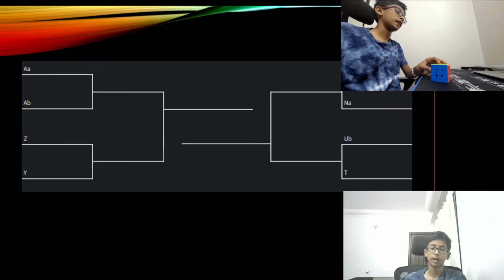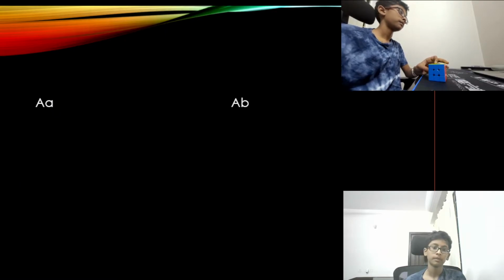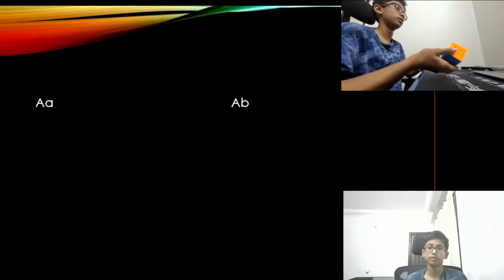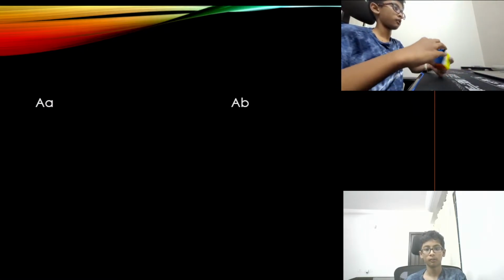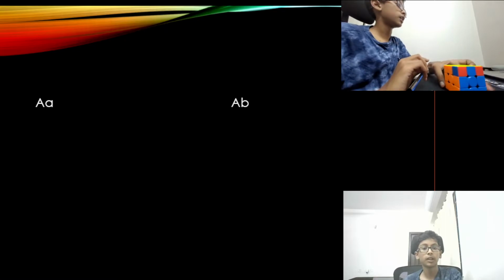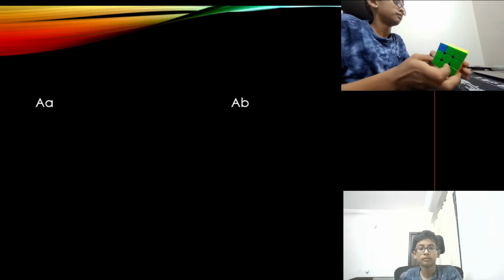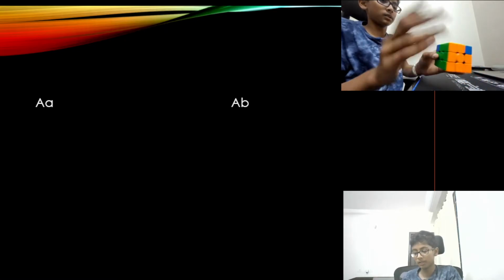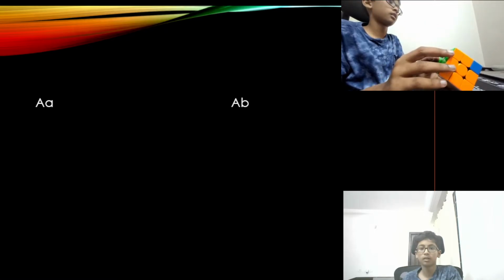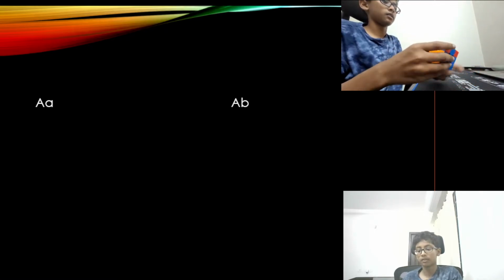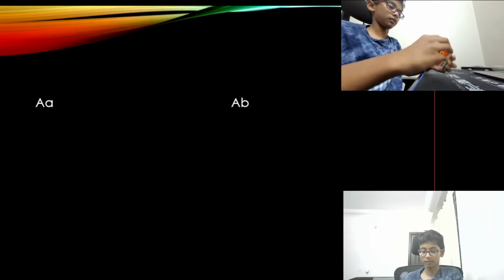So these are the algorithms that made it: Aa, Ab, Z, Y, H, Na, Ub, and T. Aa and Ab, they're both very similar. This is what Ab looks like. See, the thing you notice is the two big blocks and the headlights. Aa is different.